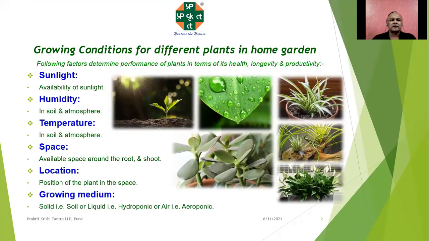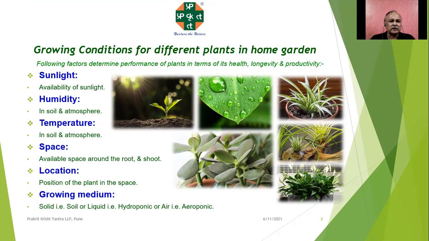In the growing conditions, there are different factors which work together, and we must understand them before we start our home garden, before we decide where, how, and when to start, and what crops we can grow, what plants we should grow, or we want to grow. So there are a few factors which are important to be understood. The following factors determine performance of plants in terms of their health, longevity, and productivity.